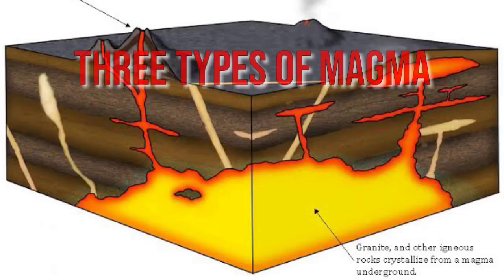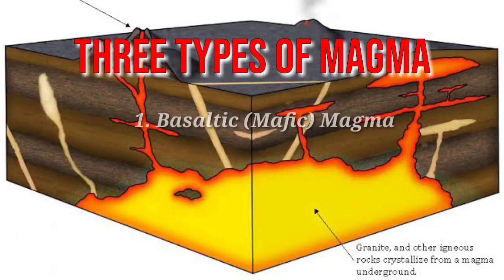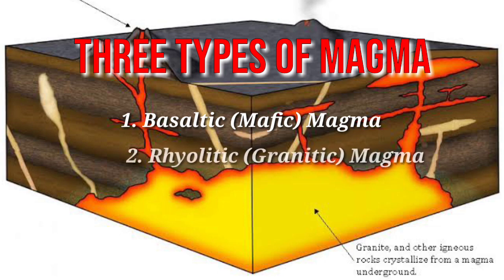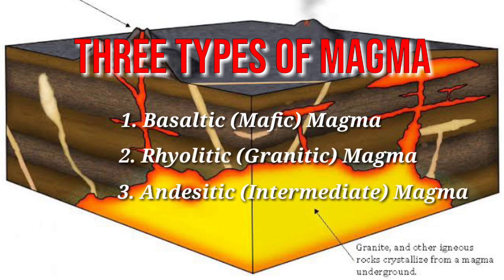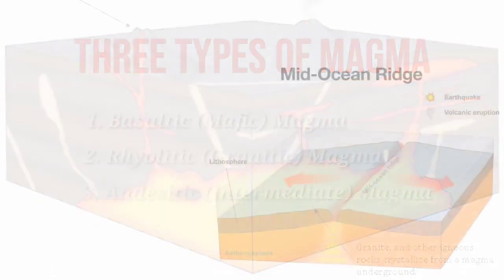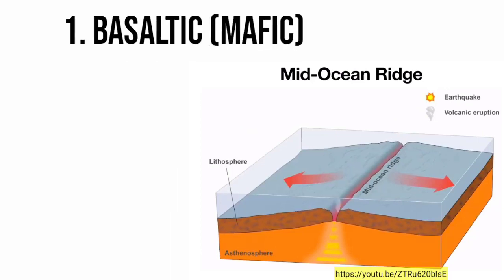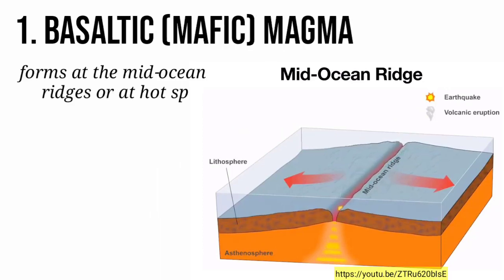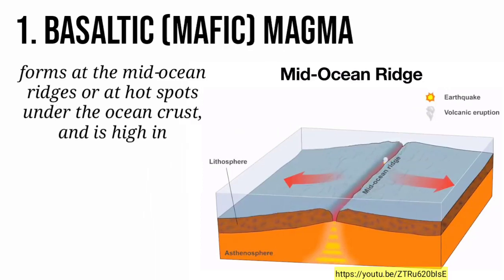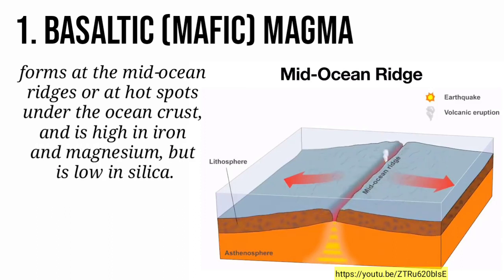There are 3 types of magma: the basaltic or mafic magma, the rhyolitic or granitic magma, and the andesitic or intermediate magma. Basaltic or mafic magma forms at the mid-ocean ridges or at hot spots under the ocean crust. This is high in iron and magnesium but is low in silica.